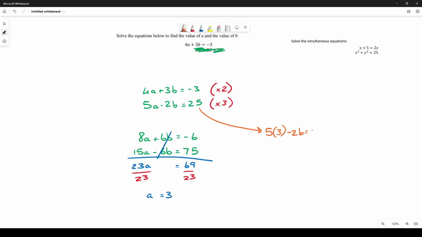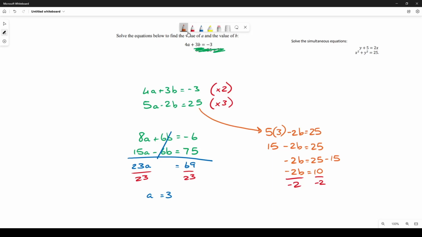Then you write it like this. 5 times 3 is 15, minus 2b equals 25, and again it's just algebra. Whatever way you'd move the 15 across in equals, or minus 15 from both sides, you'd end up with this. And then obviously that's just 10, and then you divide both sides by the number that's stuck on the front. So you divide both sides by minus 2.